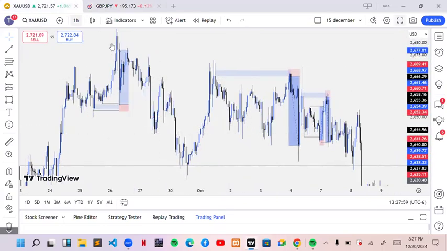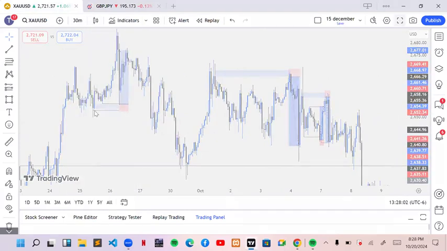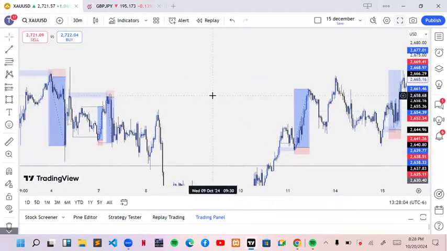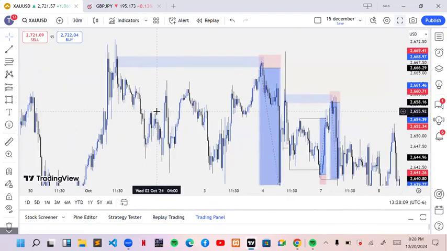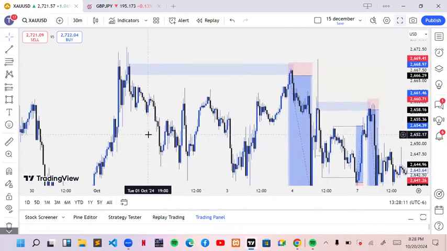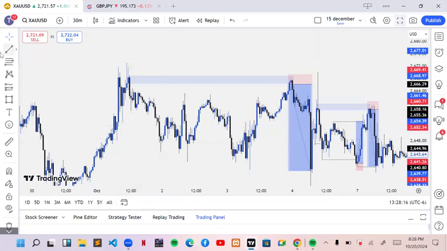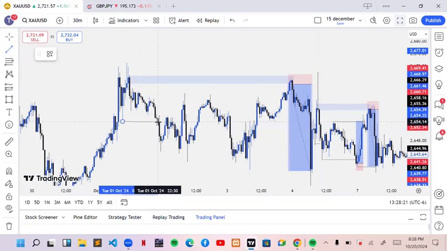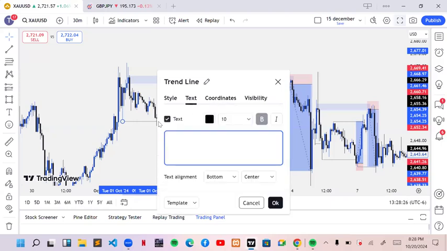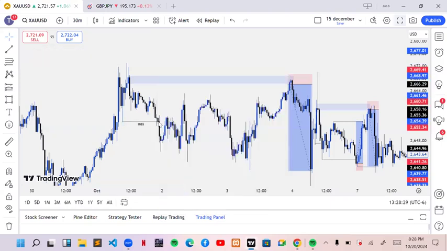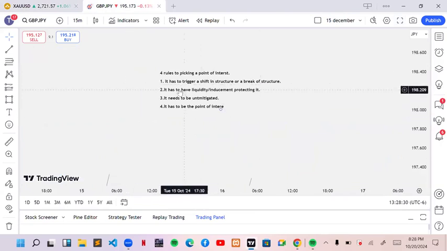You have to make sure that your point of interest triggers a shift in market structure or a break of structure. While I'm going through those rules, I'll be giving an example with a trade I took. So for this particular trade that I took here, you have to notice that there was a shift in market structure right here. For each rule that I call out, I'm going to demarcate it here on the chart. So there was a shift in market structure right here. MSS.